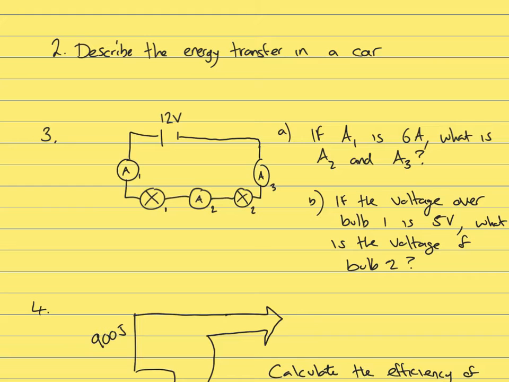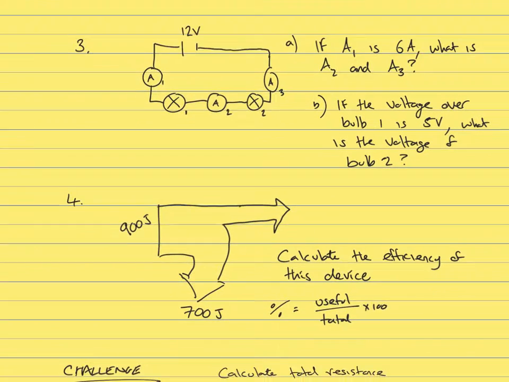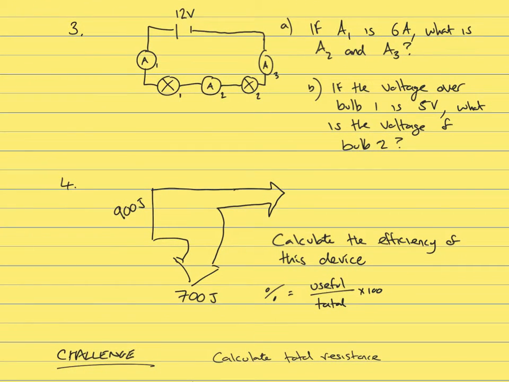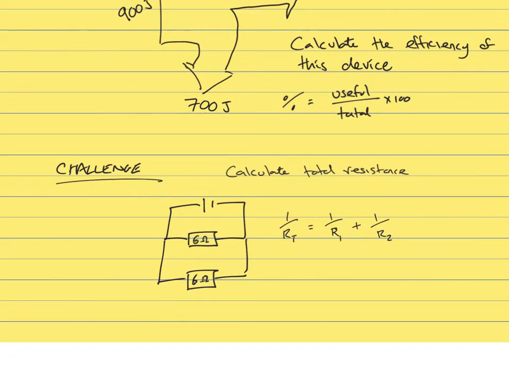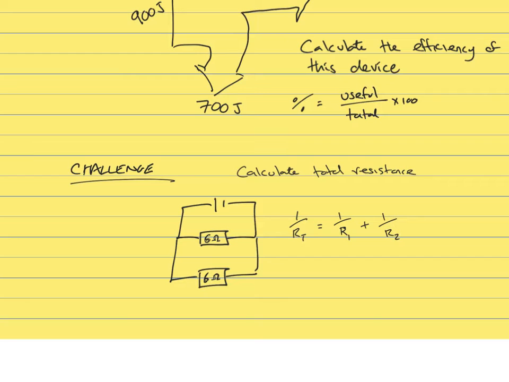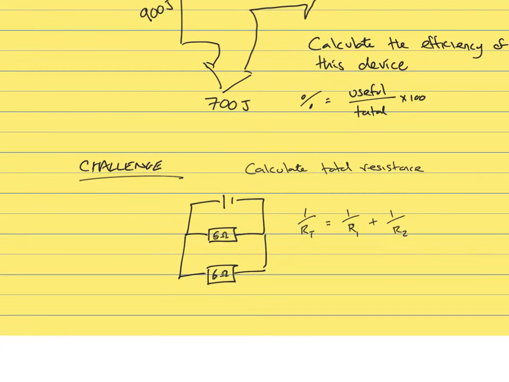Then question 4. Question 4 then is, if there's 900 going in, 700 is wasted, okay? What's this useful energy going to be? Once you found that, you can calculate the efficiency. So calculate efficiency there. You're probably going to need a calculator for that, looking at the numbers there. And then your challenge question, calculate the total resistance. And yeah, you're definitely going to need a calculator for this one. So you may as well give out the calculators while we're at it.